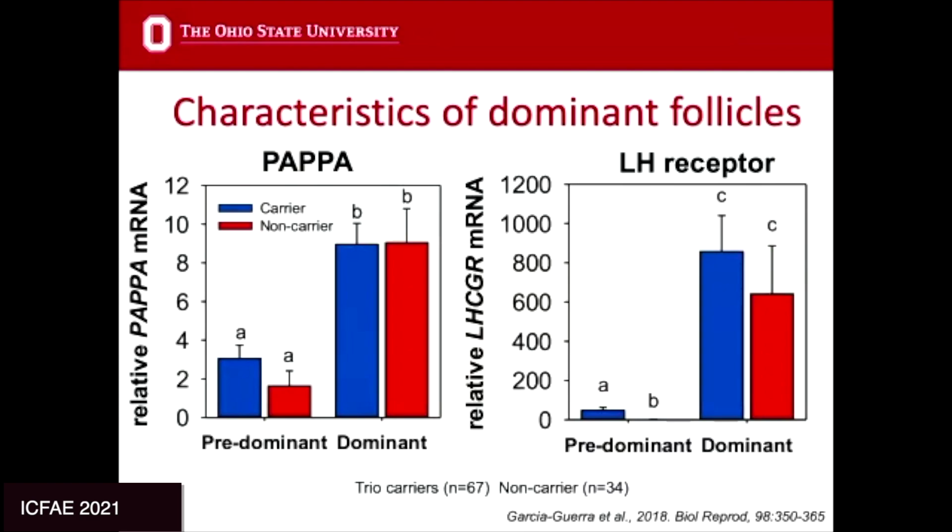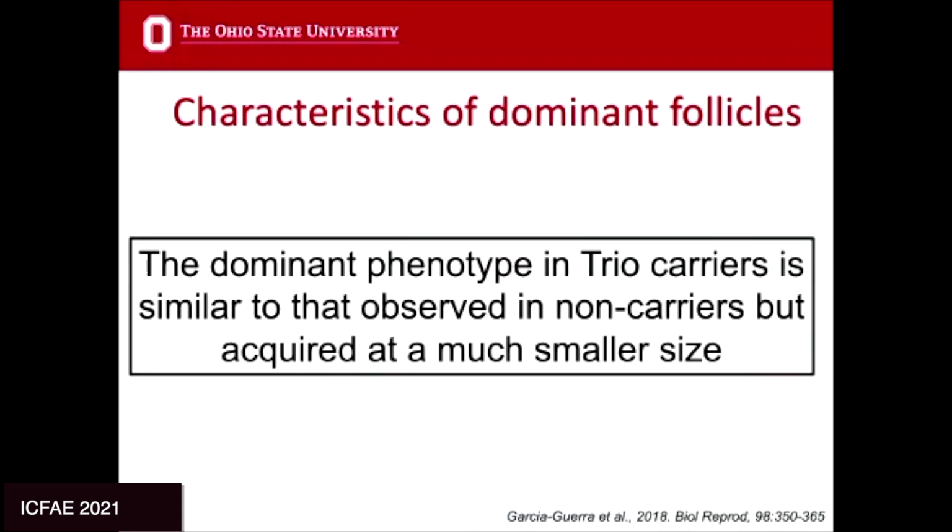However, no difference between the two genotypes. And then a similar picture for LH receptor, which is perhaps one of the most critical markers for dominance. They only did find that in the dominant stage, there's slightly greater, significant but slightly greater, expression of LH receptor in trio carrier follicles. So with this, we could conclude that although the dominant phenotype is acquired at a smaller size in trio carriers, the actual phenotype once dominance is acquired is not really different between the two genotypes.